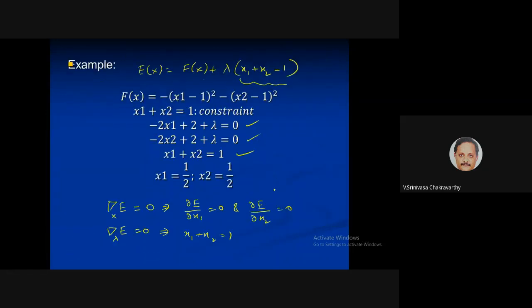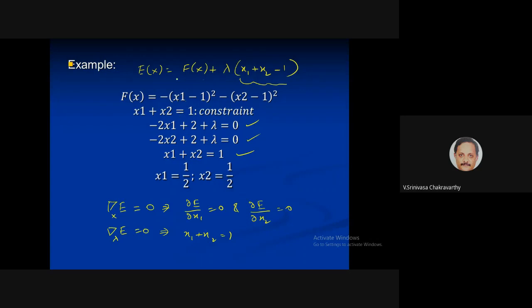Let us take a small numerical example. My cost function that I want to maximize is given as minus x1 minus 1 whole square minus x2 minus 1 whole square. Suppose there is no constraint. The maximum of this occurs when x1 is equal to 1, x2 equal to 1. It's a very simple, trivial problem, because it's always negative, and the best value it can take is 0. But things get more complicated because I have a constraint. The constraint is that x1 plus x2 is equal to 1. So now how do you solve this?